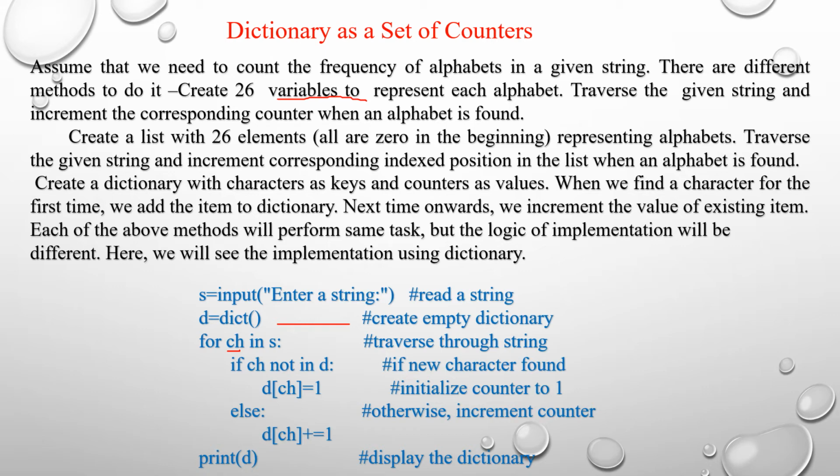After that we declare one condition: if ch not in d, so if a new character is found, initialize the counter to 1, so d of ch is equal to 1. Otherwise, it is incremented by 1, so d of ch plus equal to 1. Finally we are going to print the d value. So this Python code will give the number of occurrences in the given string.